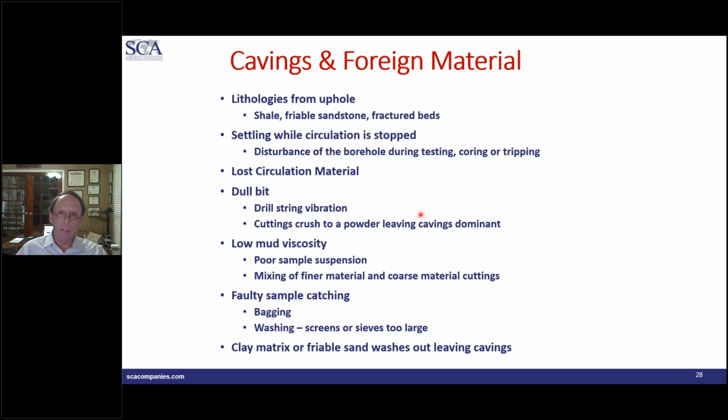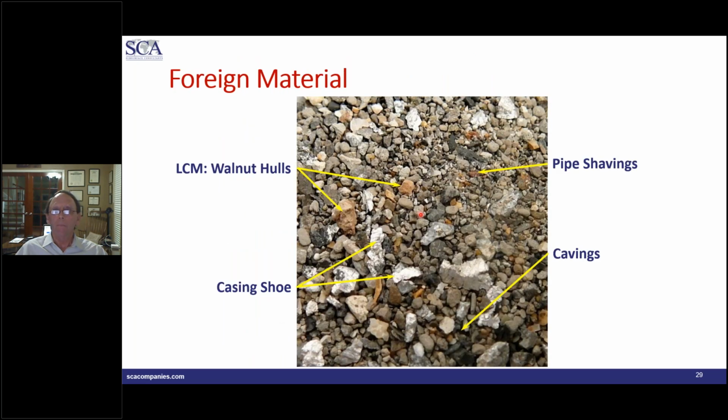So we need to be able to recognize cavings and pore material. Here's an example. This is an extreme example. Okay, here we have lost circulation material, walnut hulls. Casing, pieces of the casing shoe.